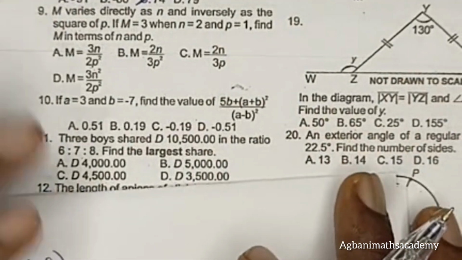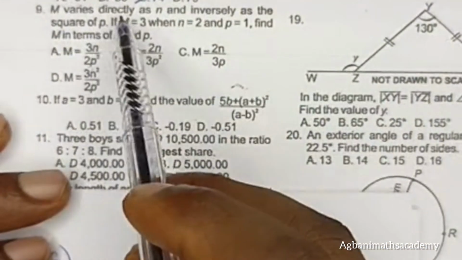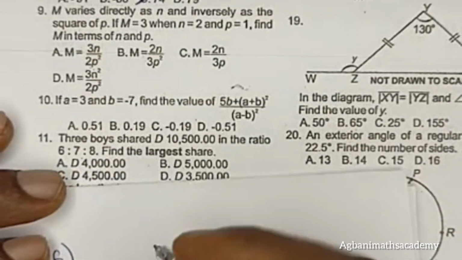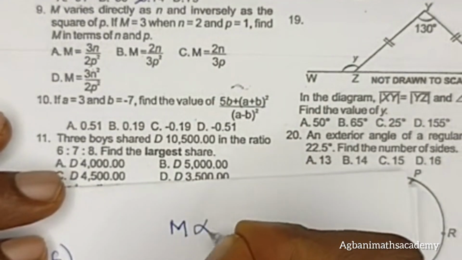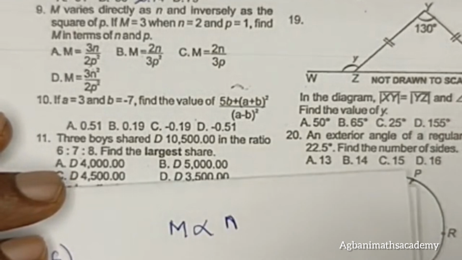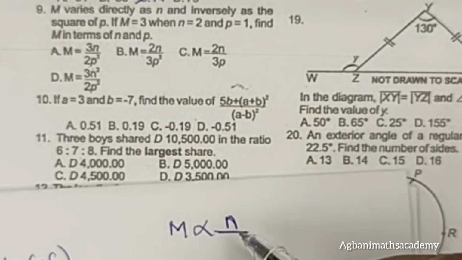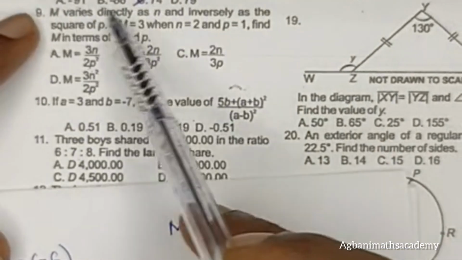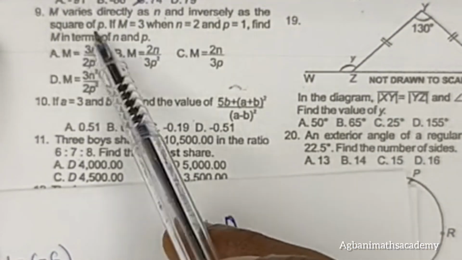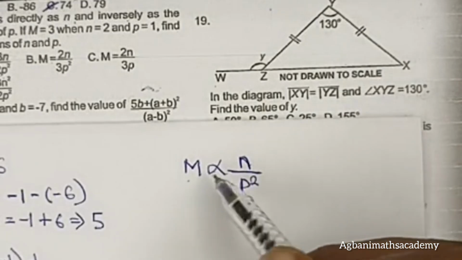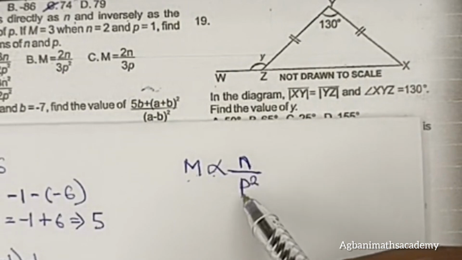So question 9 says m varies directly as n and inversely as the square of p. So in this question, it involves joint variation where you have the direct variation and inverse variation. The square of p is p squared. So m varies directly as n and inversely as p squared.